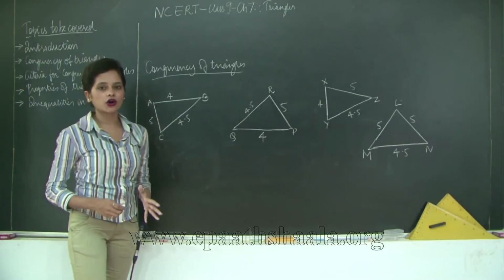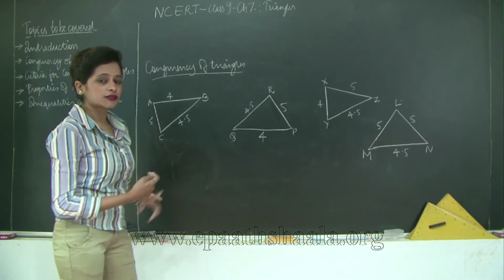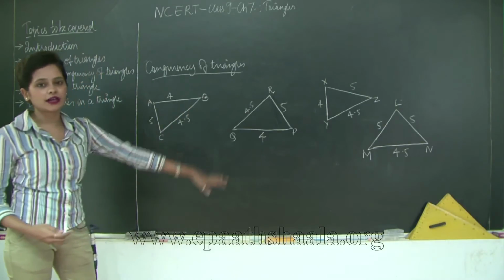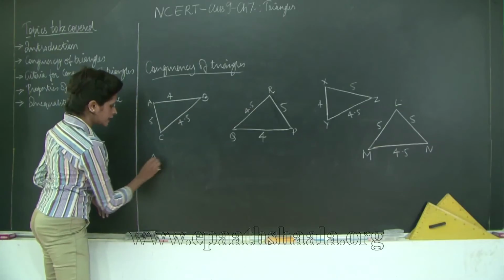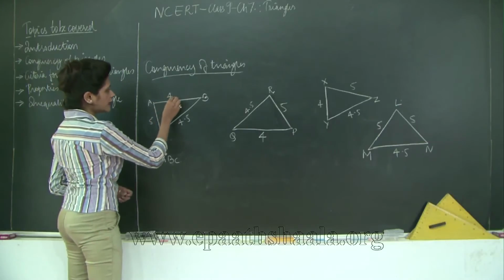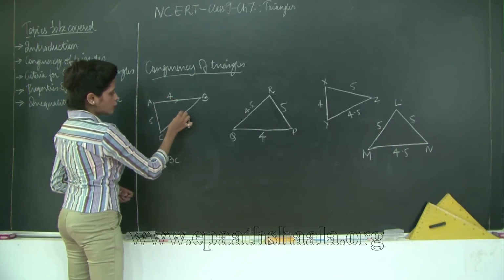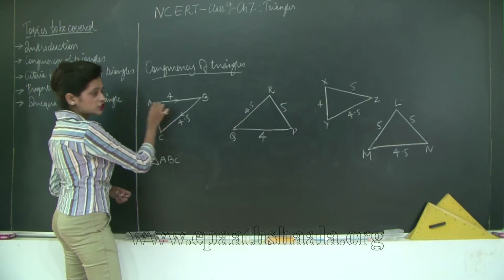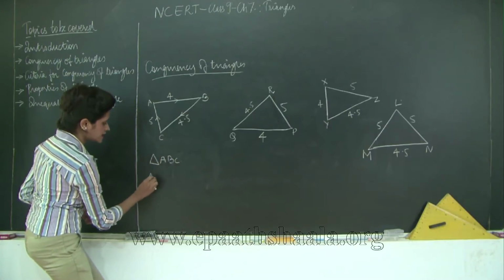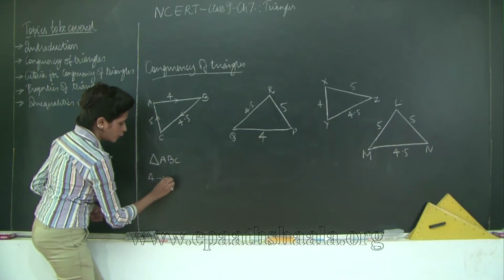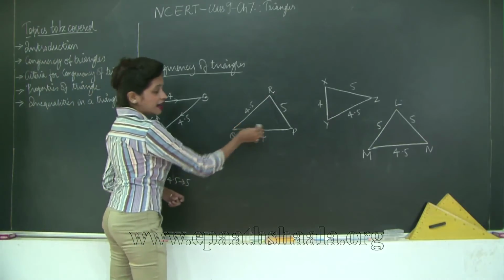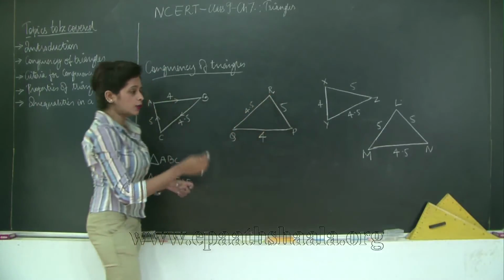Now for triangles to be congruent, the criteria is that the corresponding angles and the corresponding sides should be equal. So we will understand corresponding while we compare. Now if I say triangle ABC, let's see how ABC is moving. ABC is moving as 4, then 4.5 and 5, correct? It's going like this, A to B, B to C and C to A. So what is the sequence? 4, 4.5 and 5, correct?